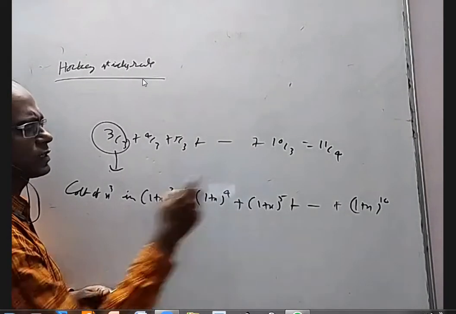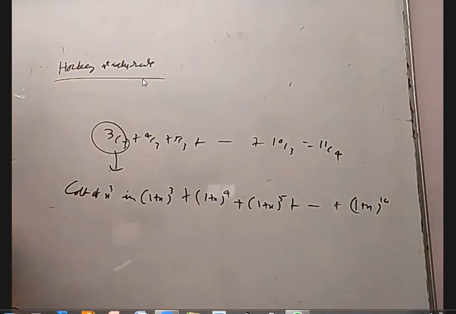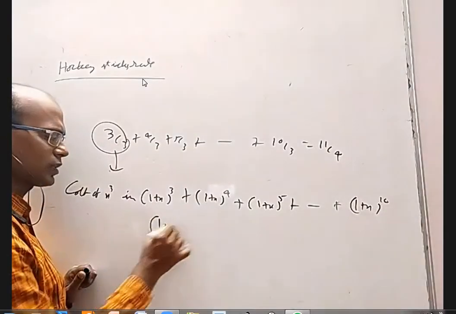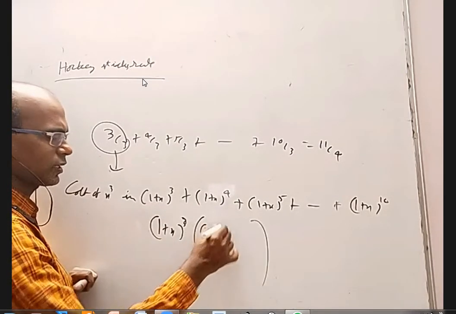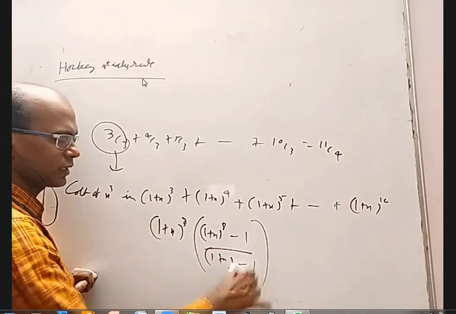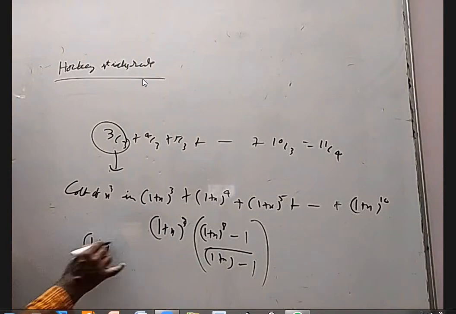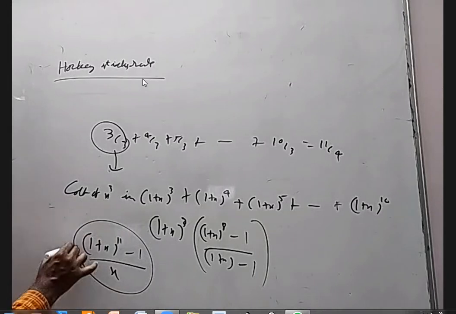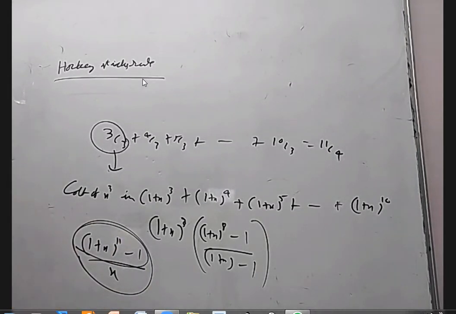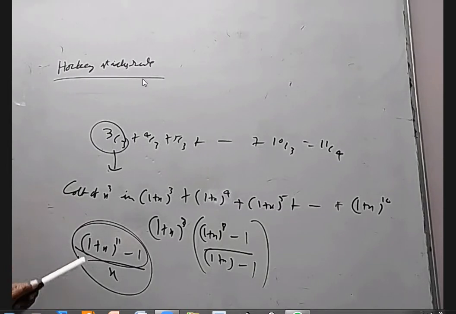Okay, now anyway, how many terms are these? 8 terms, right? So the first term is (1 plus x) whole cube, a into r power n minus 1 by r minus 1. So I can write (1 plus x) whole power 8 minus 1 by (1 plus x) minus 1. Take this inside, you'll get (1 plus x) whole power 11 minus 1 by x. In this total, I want x cube, so in the numerator what do I want? x power 4. Because if you take x power 4 divided by x, you'll get x cube. And what is the coefficient of x power 4 in this? 11C4. That's it, done, right?